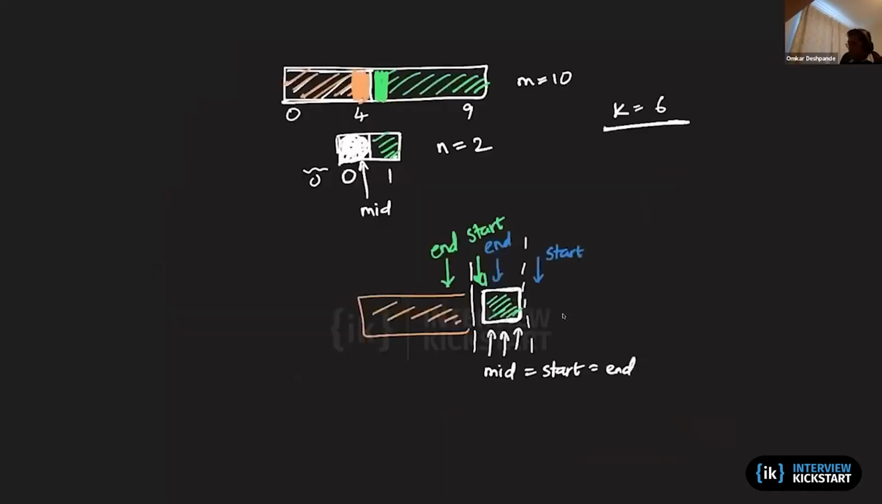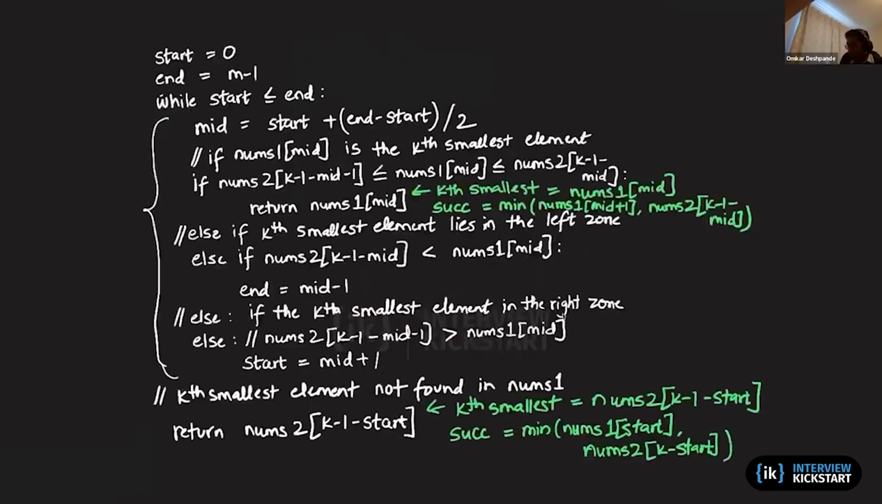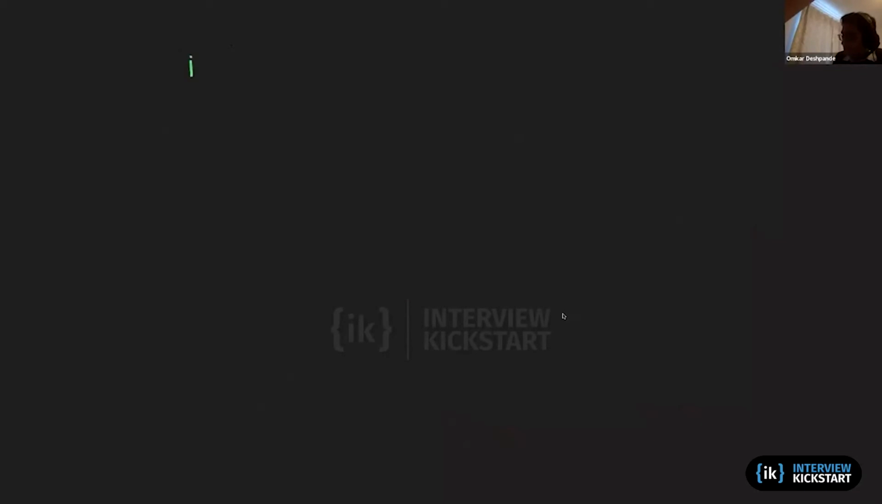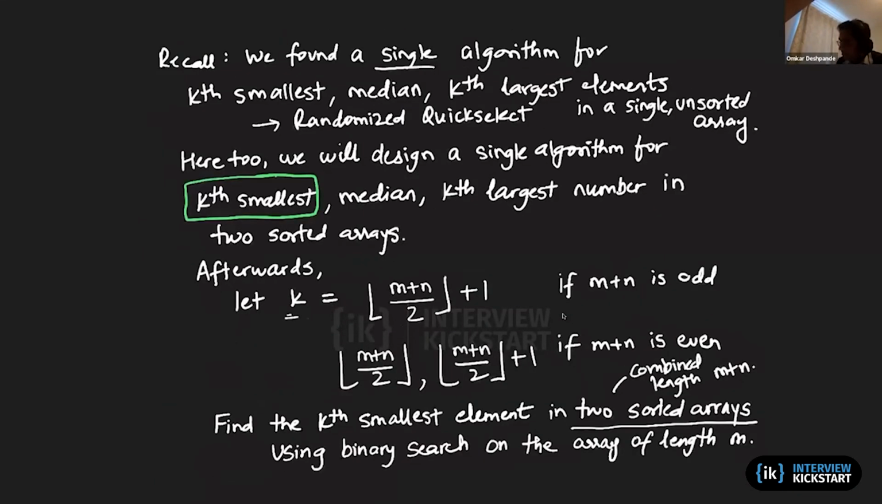So that guarantees that we have both the kth smallest and the k plus first smallest elements, and then we may or may not use the successor value. If m plus n is odd, then what we return will just be the single value, the kth smallest value.